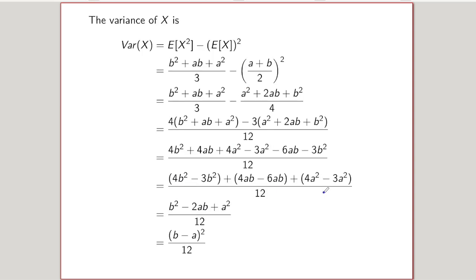Now the variance formula is E of x square minus E of x the whole square. So we are going to do the same thing, squaring on both sides and taking LCM. After some simplifications, we can write this as b minus a the whole square divided by 12. That's the variance of our uniform distribution.